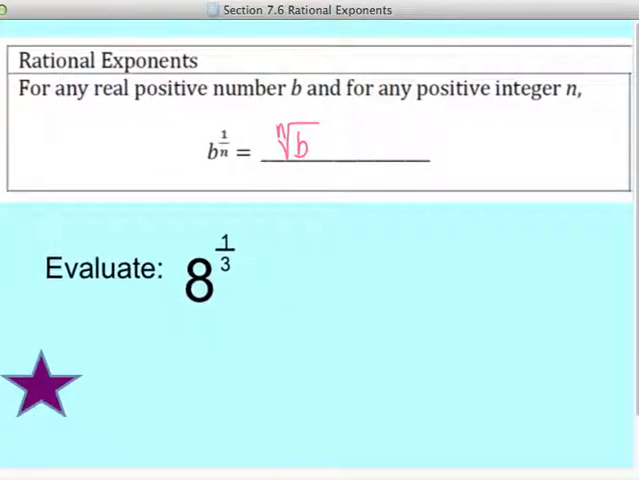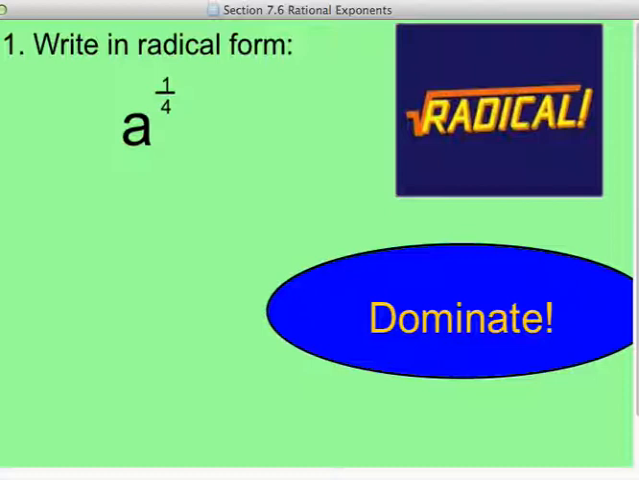We want to evaluate 8 to the 1/3 power. Well, you might not recognize that right away, but really what it is, it's the cubed root of 8. I can rewrite it backwards. And we know the cubed root of 8 is 2, because 2 times 2 times 2 gives me 8. Okay. So real simple.